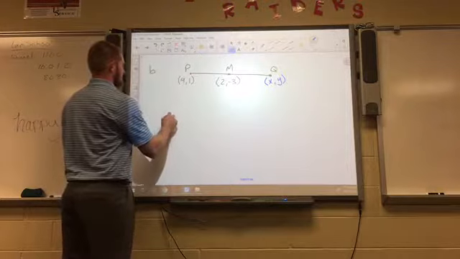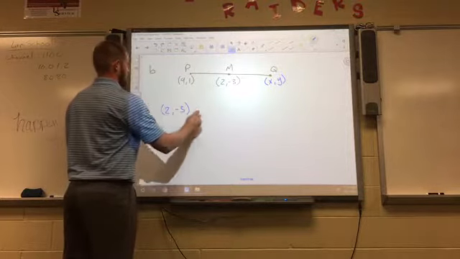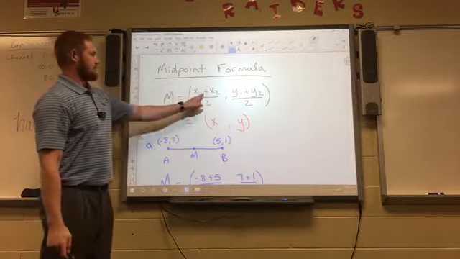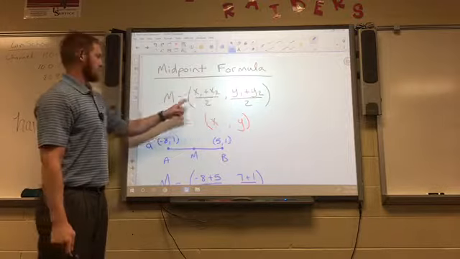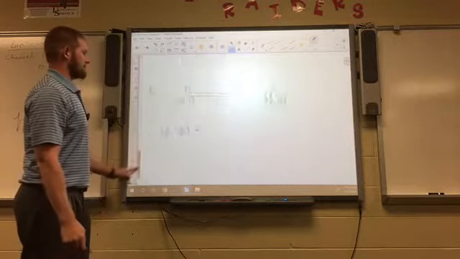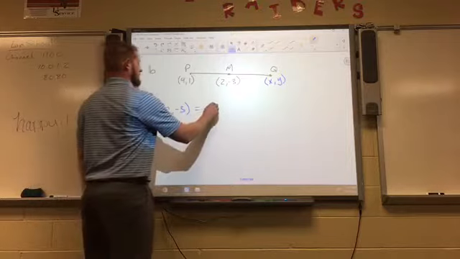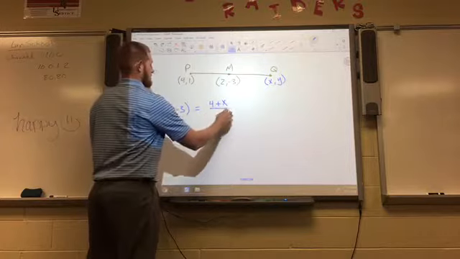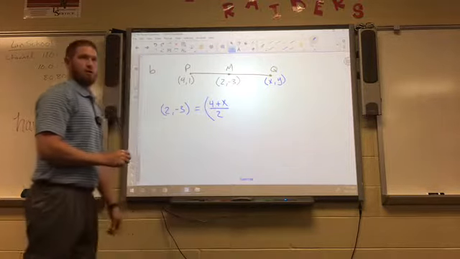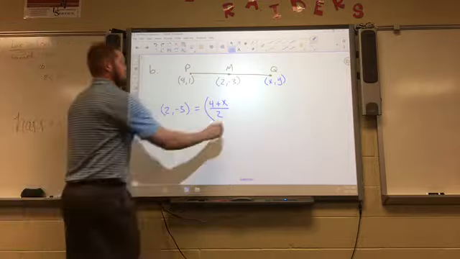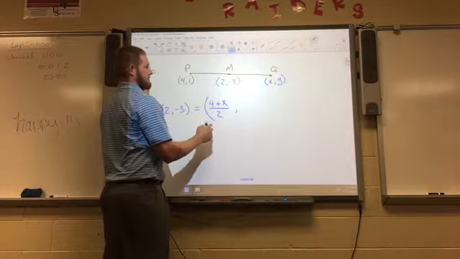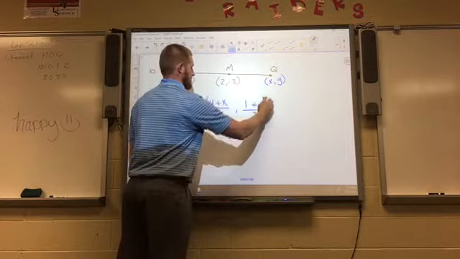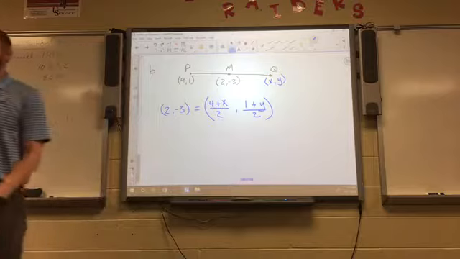So I know that the far left side is (2, -3) equals, now I have to use my two endpoints and get this information. Do I already know x1 down here? Yeah, it's 4. Do I know x2? No, it's just x divided by 2. I'm just plugging in what I know. Do I know y1? It's 1 plus y over 2. So now I've plugged in everything I know.